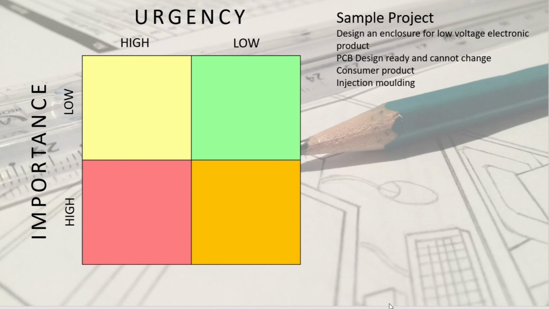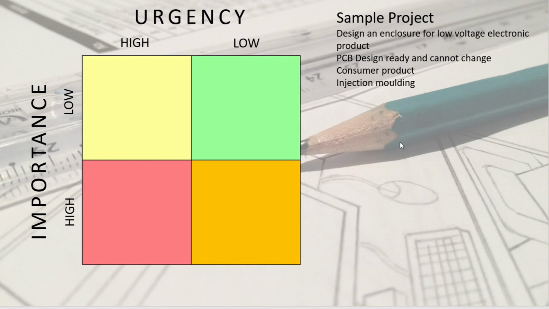Now let's make a prioritization matrix for our sample project. How does the prioritization matrix look? We have the importance on one side and the urgency on the other side. If we have something which is very important and with high urgency, we do this first. Then next we do high importance with low urgency. Third is low importance with high urgency, and the last is low importance with low urgency.